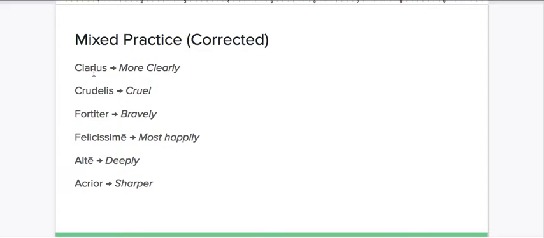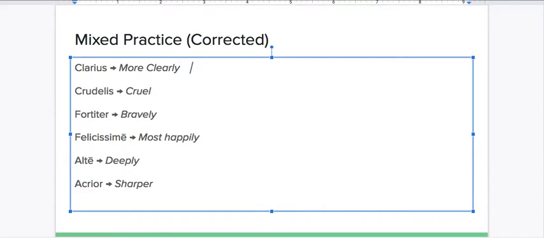Clarius, more clearly, right? It could also be the neuter, it could also be, right, like nomen, which is a neuter noun. It could also be a more famous name, right? Because this can also be a neuter adjective, but on its own, it's just a comparative adverb. Clarius, more clearly, and that i is what gives it away, the ius ending. Crudelis is from crudelis, crudele, and is just the adjective. So we can translate it as cruel.